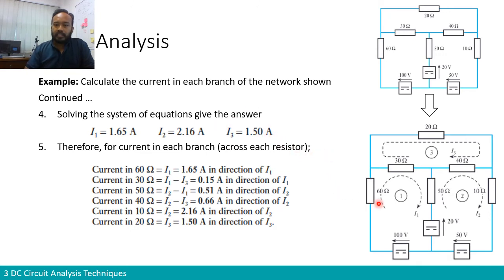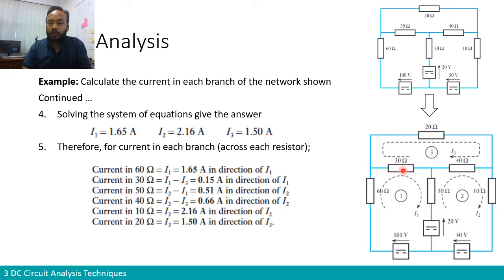As I mentioned just now, let's have a look at all the resistors. We'll take a few resistances first. For example, the 60 ohm. Where is the 60 ohm? 60 ohm is over here. What is the current that goes through 60 ohms? In comparison to I1 that we calculated just now, the current that goes through 60 ohm is just I1 because it's not interacting with any other loop. So the current across 60 ohm is I1, therefore equals 1.65 amps.